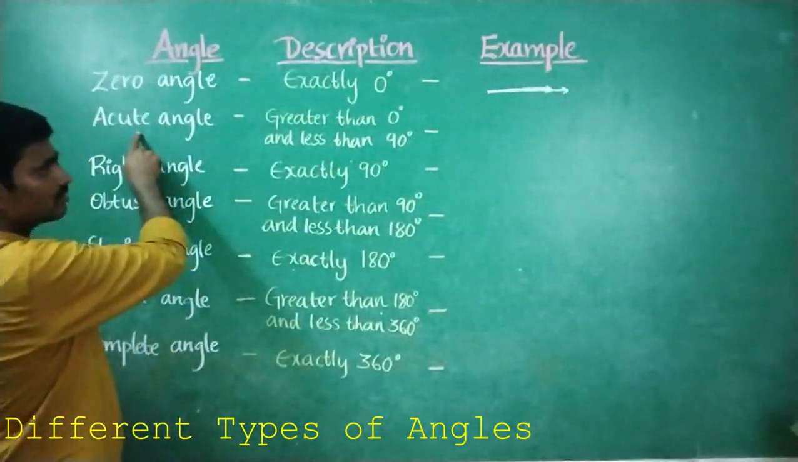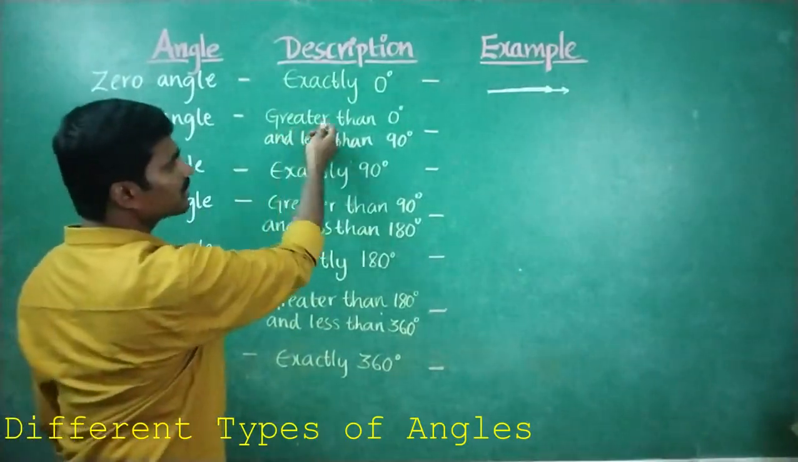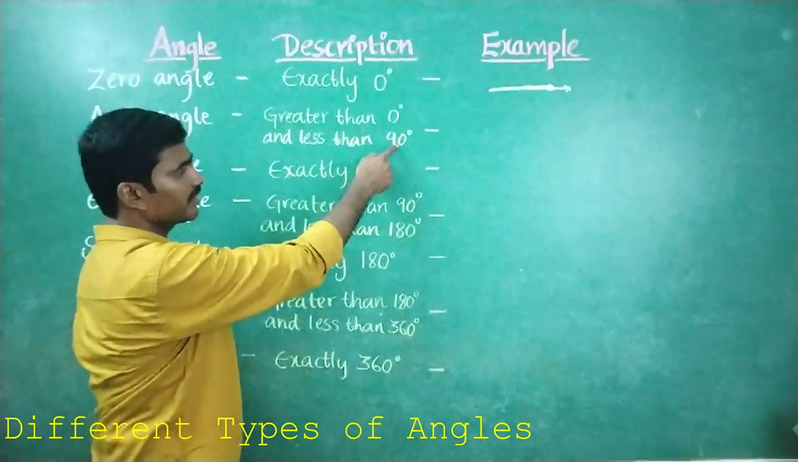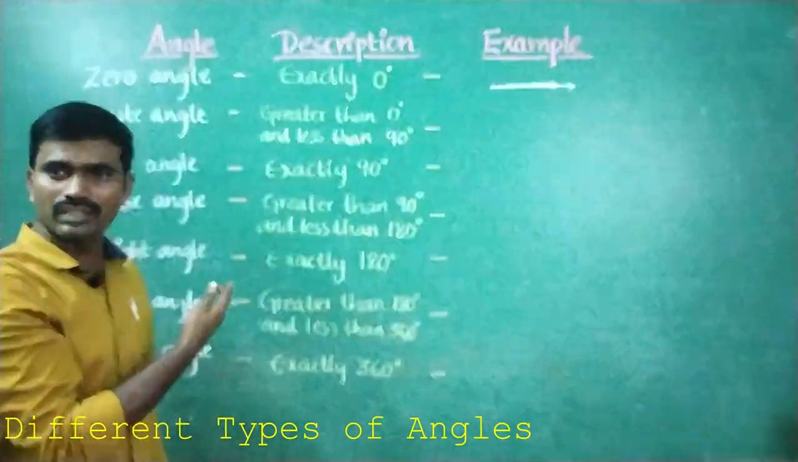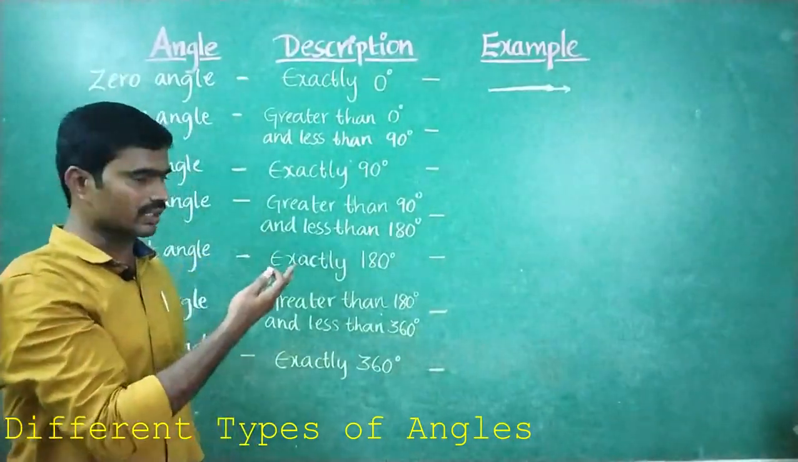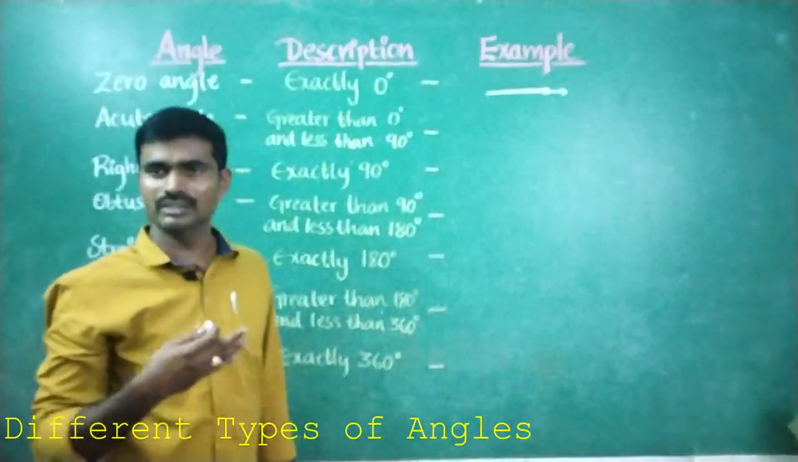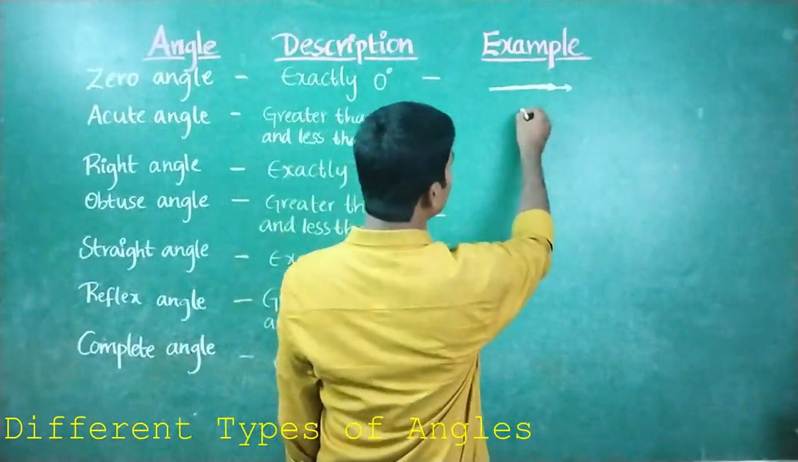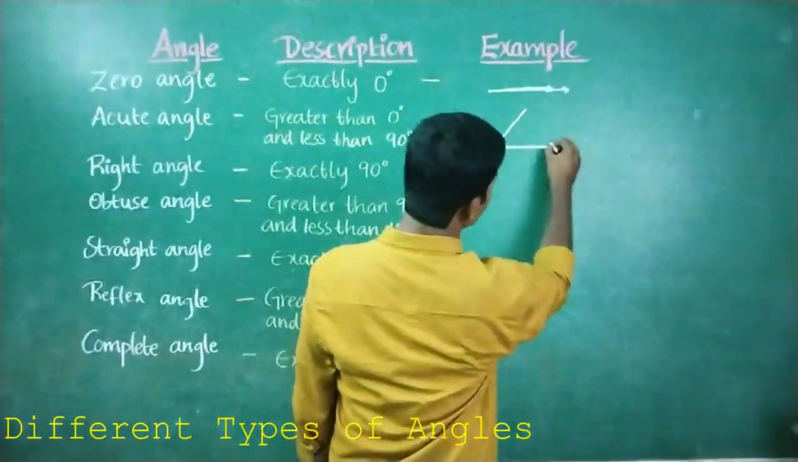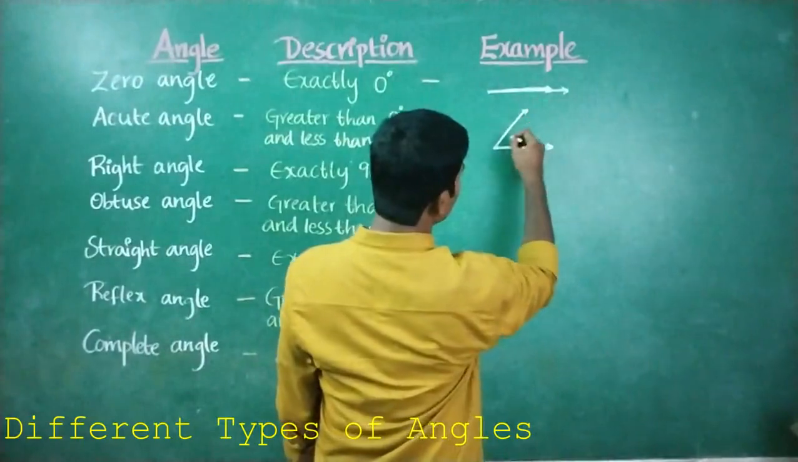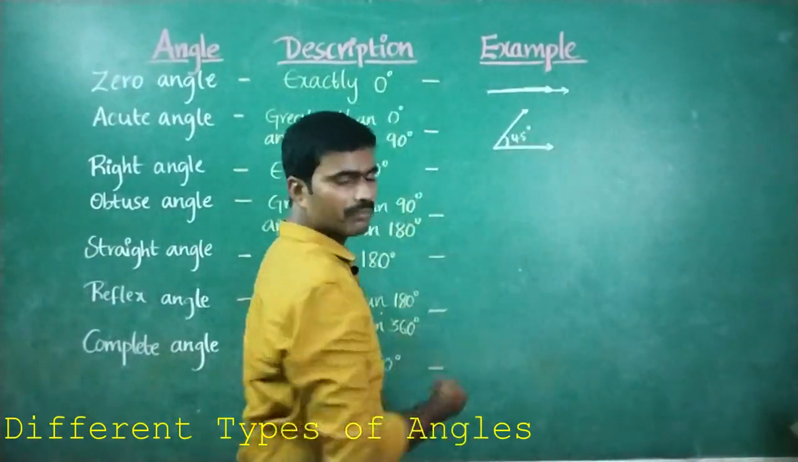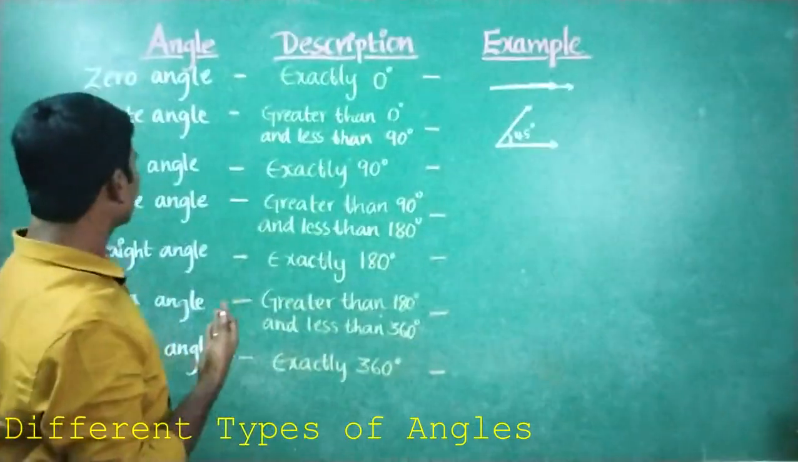Acute angle. An angle which is greater than 0 degrees and less than 90 degrees. That type of angle is said to be an acute angle. For example, 45 degrees, 30 degrees, 60 degrees, 80 degrees, like that. So, one example. Here this angle is 45 degrees. So this type of angle is an acute angle.